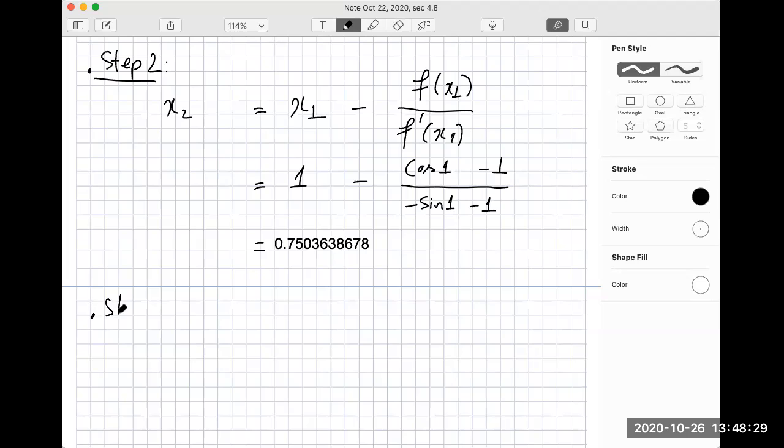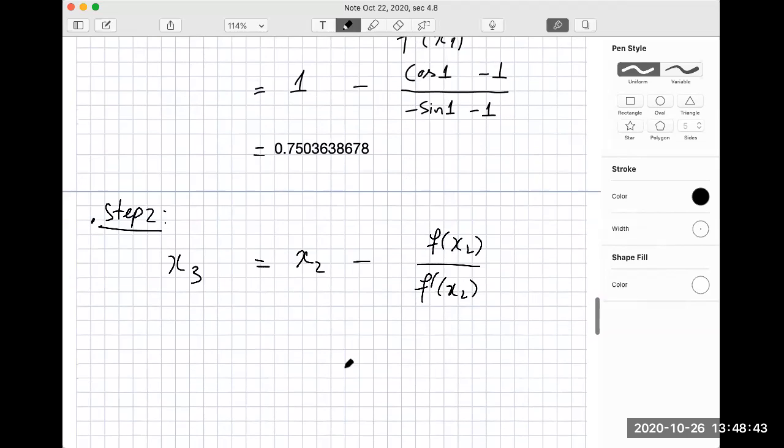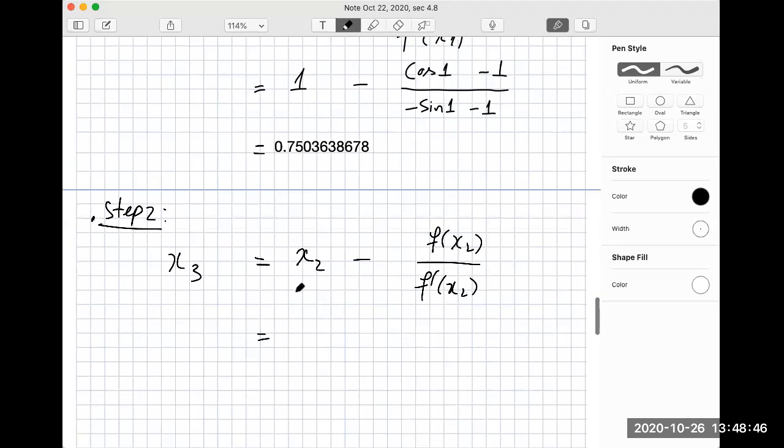So same story. Step 2, we need to compute x3, which will be x2 minus f of x2 divided by f prime of x2. And we know x2 from this: 0.7536378, minus f of this number.